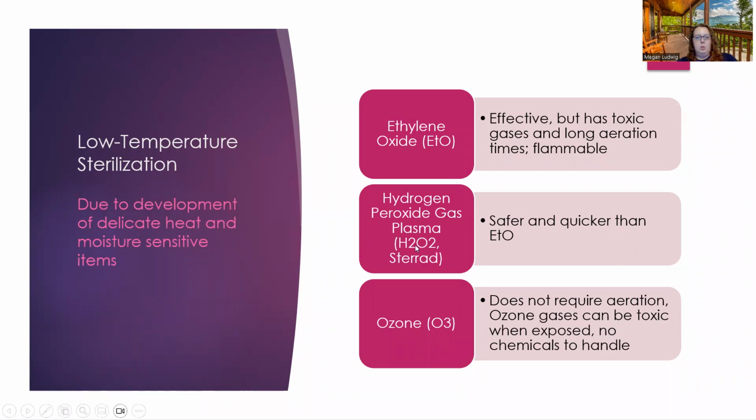Now the H2O2, hydrogen peroxide gas plasma, the commercial name for this is the STERRAD. And it is a little bit quicker and safer to use than ETO. So sometimes your scopes and stuff might be placed in there. And then your ozone, in my facilities, we don't use ozone. We just don't. I think we have these two instead for our low temperature. But it doesn't require an aeration time. Gases can be toxic, but there are no true chemicals to handle. So that's an upside.